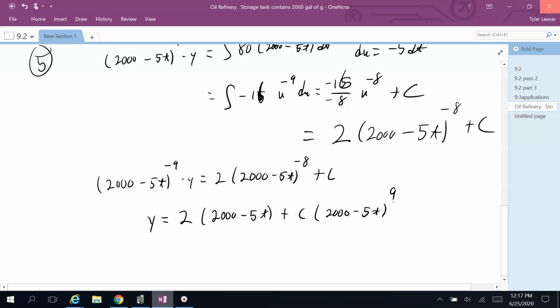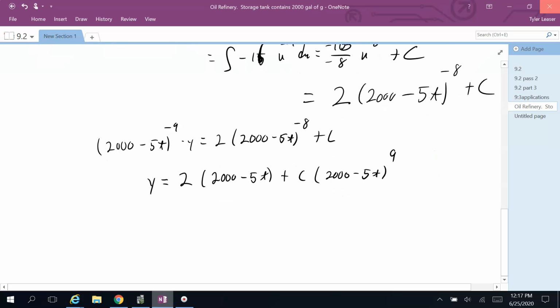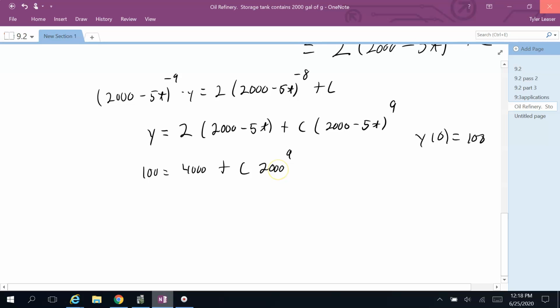All right, we're not done, because remember we had those initial conditions. Initially, at time 0, we had 100 pounds of the additive. Don't forget that's what the y is representing here, the pounds of the substance. So we're going to set 100 for the y, and 0 for my t. So I'm going to have 2 times 2000, which is 4000, plus c. If I plug 0 in for the t here, I'm going to get 2000 to the 9. That's some really obnoxious number, so I would probably just leave it like that. Subtracting the 4000 over is -3900, and I'm going to divide by this 2000 to the 9.